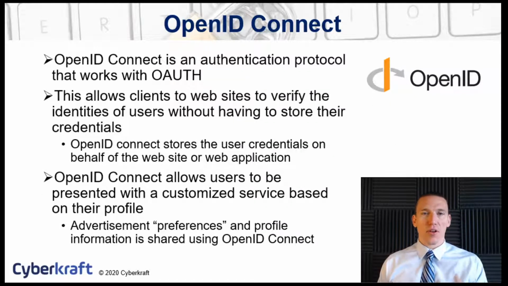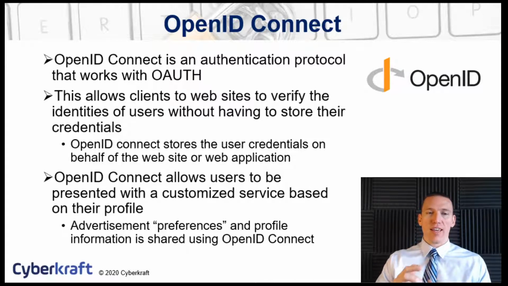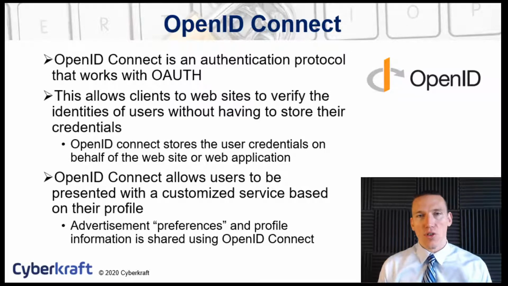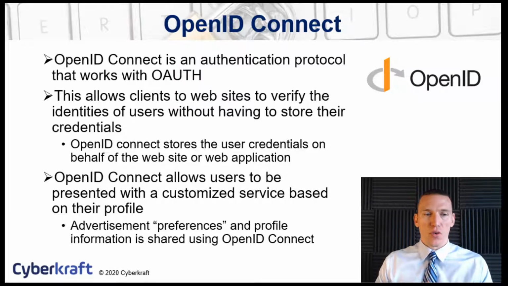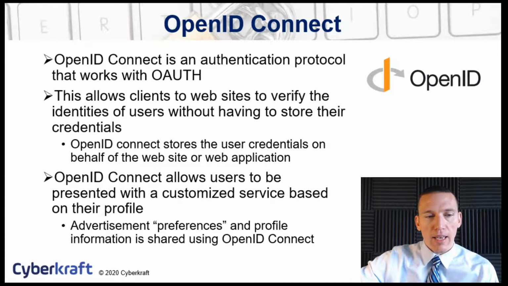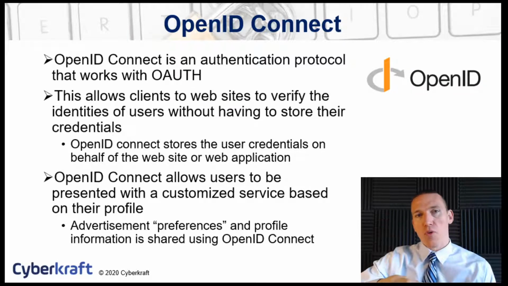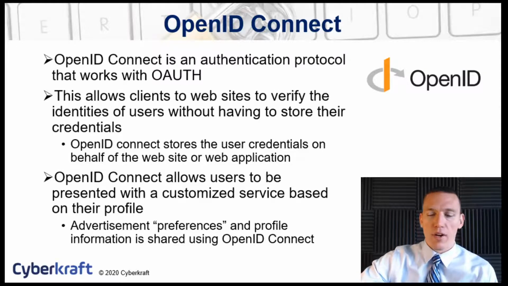OpenID Connect is another authentication protocol that works on top of OAuth. This allows websites to verify the identities of users without having those websites perform the identity service. They don't have to store the user credentials. Okay, so OpenID Connect stores the user credentials on behalf of the web resources. It provides that user data store. This also allows companies to tailor advertisements and to save user preferences, much like cookies, for a certain profile and then share that amongst a bunch of different companies.